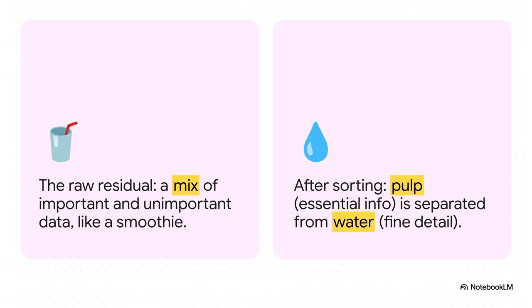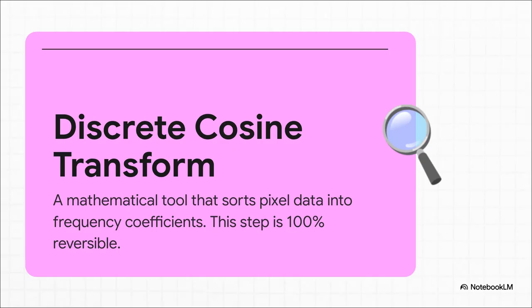This machine, the transform, spins it like crazy, separating that thick, flavorful pulp, that's our essential big picture info, from all the plain water, which represents the fine, noisy, less important details. The fancy, technical name for this centrifuge is the discrete cosine transform, or DCT. It just reorganizes the pixel data into a new grid of what are called frequency coefficients. But here's the key. So far, we have not lost a single drop of information. The smoothie can be perfectly remixed, everything has just been neatly sorted, no data has been harmed.